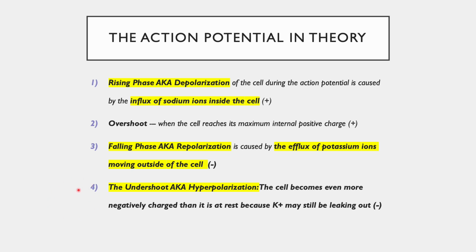There's also the undershoot that's known as hyperpolarization, and the cell becomes even more negatively charged than it did at rest. Now, this is because potassium may still be leaking out, contributing to this negative resting membrane potential. If you remember, neurons typically have more ion channels that are selectively permeable to potassium rather than sodium. And this is important because potassium needs to be able to leak out of the cell to help the cell remain in its resting state. And that is why there are more ion channels that are selectively permeable to potassium rather than sodium.